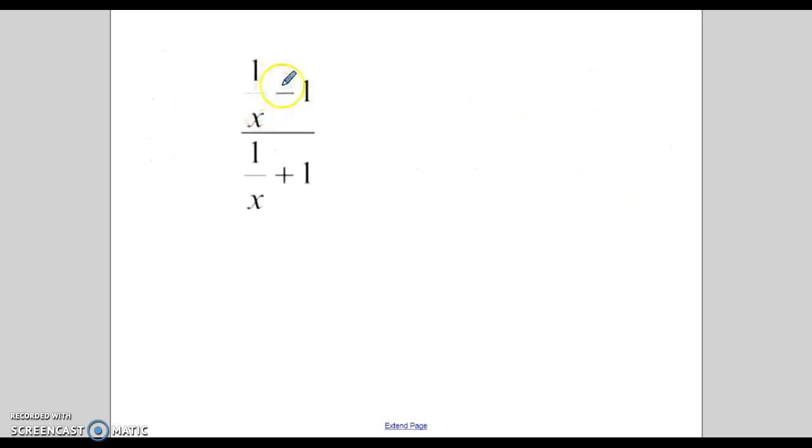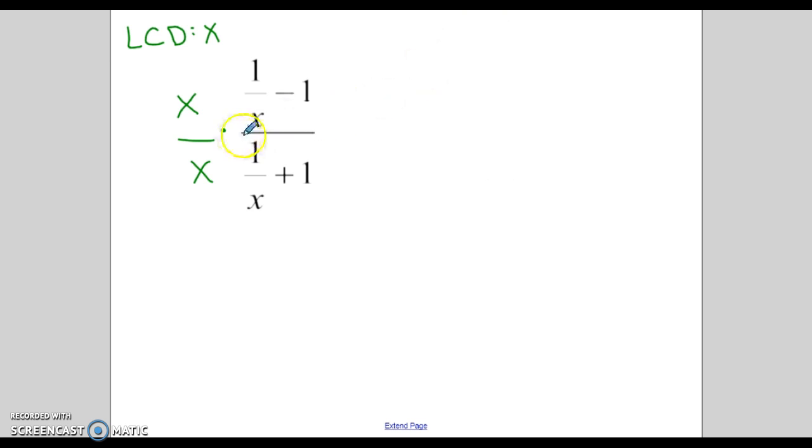Example number 2, I've got 1 over x minus 1 over 1 over x plus 1. First thing I do is identify the least common denominator. So the LCD needs a factor of x. And then from this fraction, it needs a factor of x, but it already has one. So that's my entire LCD. Again, we are not trying to make common denominators here. This is a different strategy than we were using for adding and subtracting. I'm going to multiply the top and bottom by x.